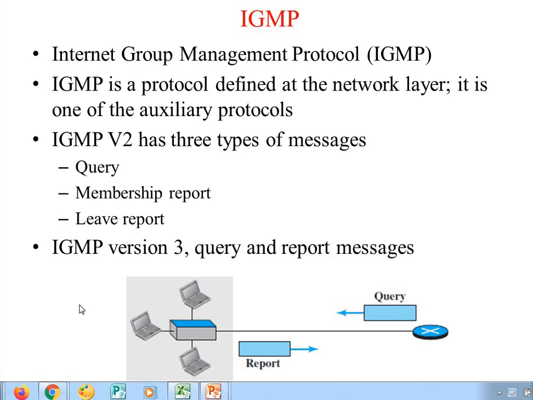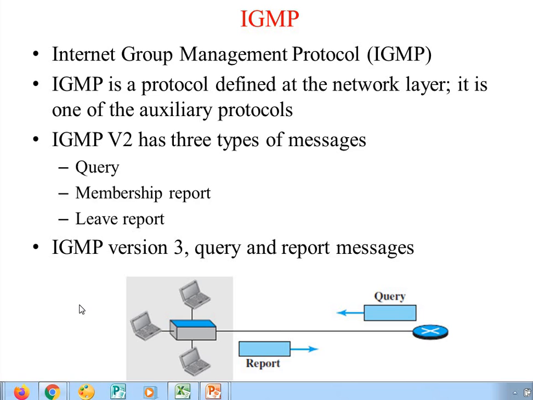Again, there are different versions available in IGMP. IGMP v2 has three types of messages: query, membership report, and leave report. And IGMP v3 has only query and report messages. So report messages and query messages. The router will send the query, and the LAN or the group will report back to the router with the information, whether the membership is alive or not.